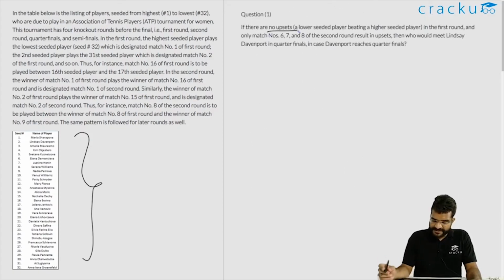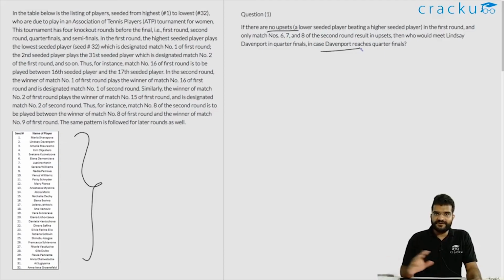If there are no upsets, that is a lower seeded player beating the higher seeded player in the first round, and only matches 6, 7 and 8 of the second round result in upsets, then who would play Lindsay Davenport in the quarterfinals, assuming that Davenport reaches the quarterfinals.